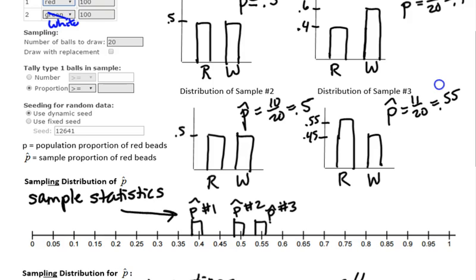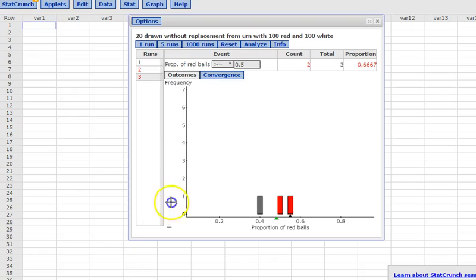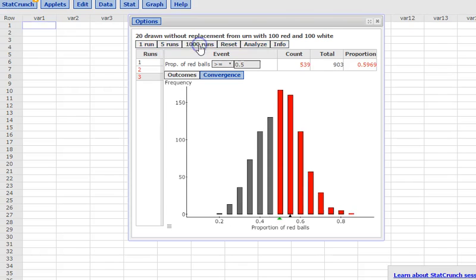So each one of these is a sample statistic. This is known as a sampling distribution of p hat. So let's go back and see what happens if we take lots and lots of these. I have 3 right now. I'm going to get 1,000.